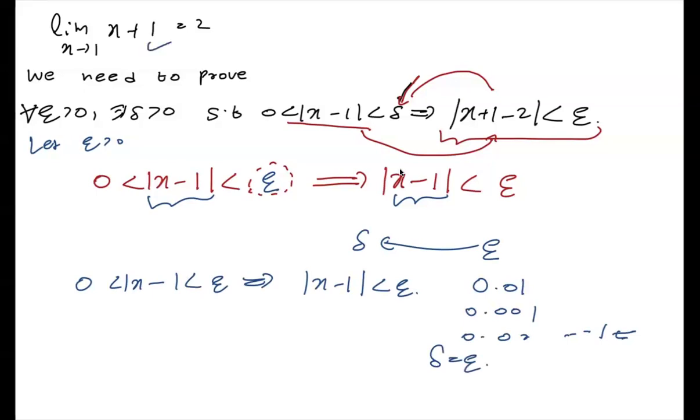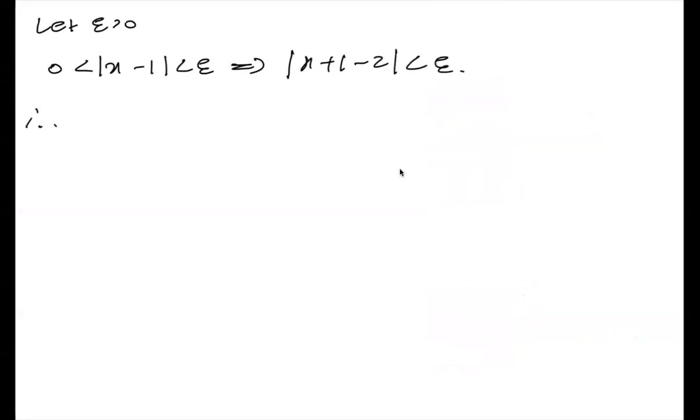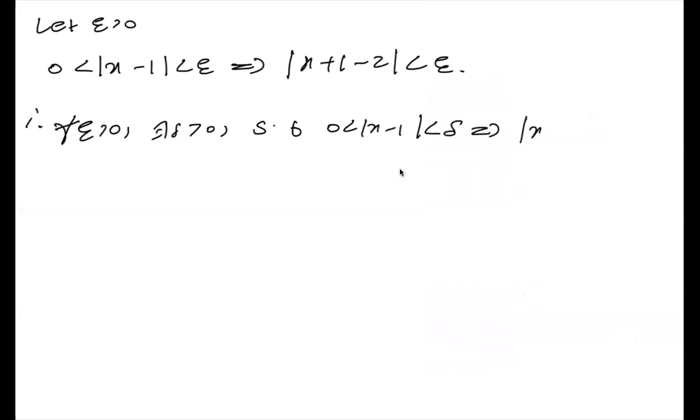So then, when you're writing the answer, you should write: let epsilon be greater than 0. Then 0 < |x - 1| < delta, with delta equal to epsilon, implies |x + 1 - 2| < epsilon. For all epsilon greater than 0, there is a delta greater than 0 such that 0 < |x - 1| < delta implies |x + 1 - 2| < epsilon.